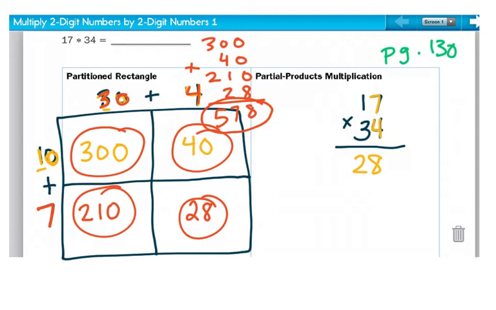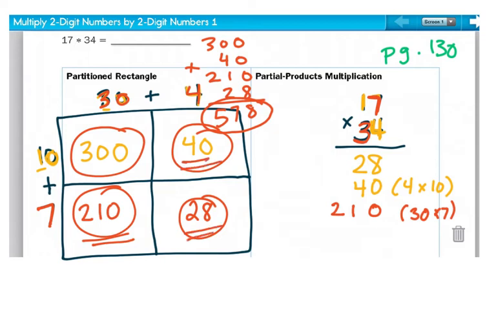Now I'm going to take 4 times 1. But remember that value of the 1 is 10, so I'm taking 4 times 10, which is 40. Now I'm going to take the 3, the value of the 3, which is 30, times 7, which is 210. Do you see any of those same numbers over here?